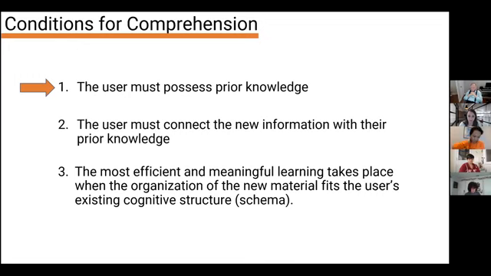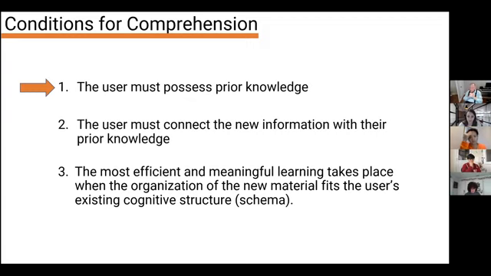The same thing is absolutely true when you're building a website. What do the people need to know to be able to understand what I'm writing? The second thing is, not only must they possess the prior knowledge, but they have to connect the new information with the knowledge that they have. I'm going to show you examples of this, so you'll see how it works: even though you know something, you may not be able to process it because you didn't recognize that you knew it.